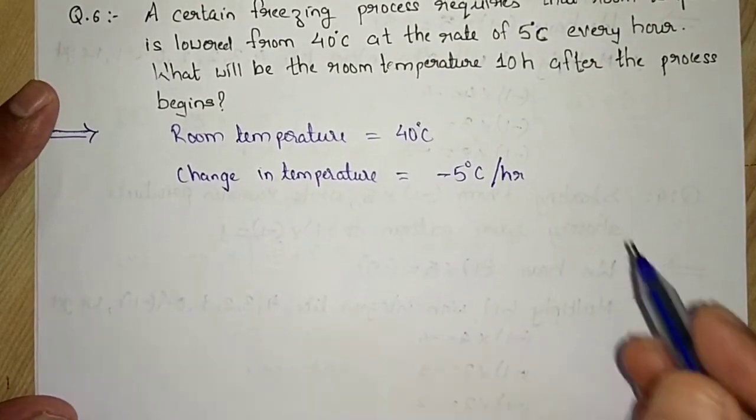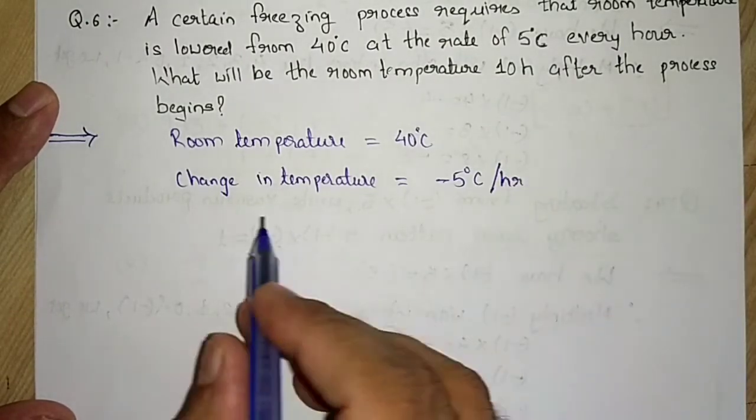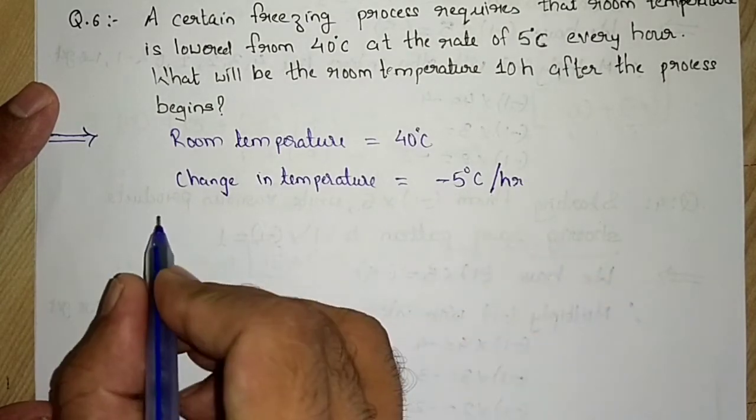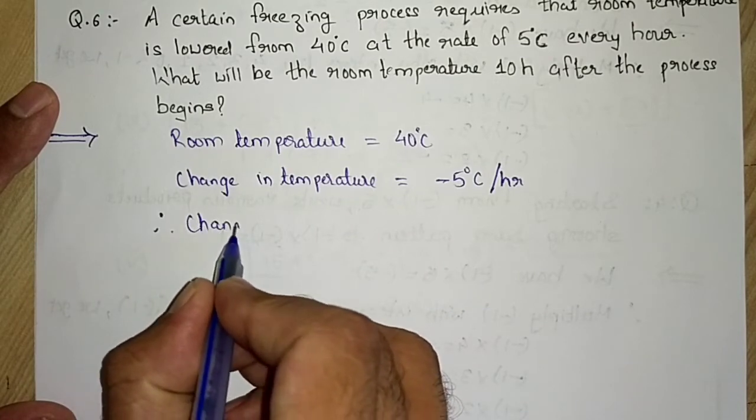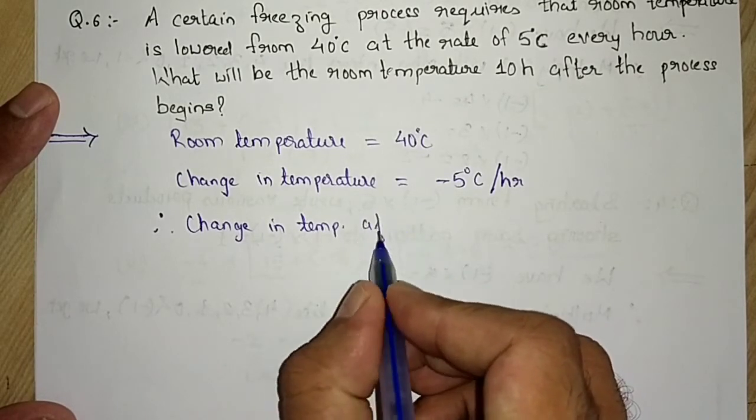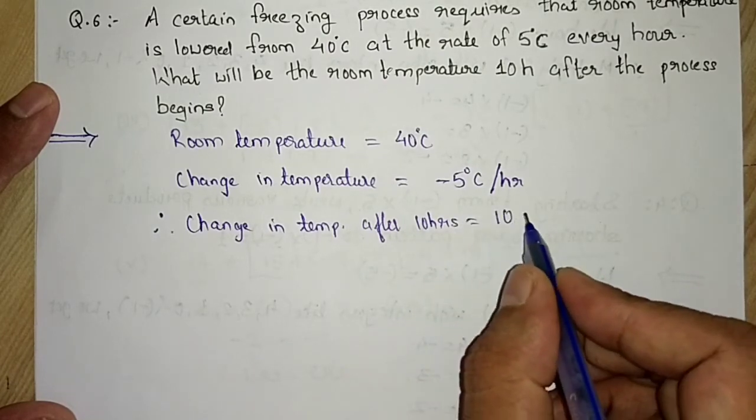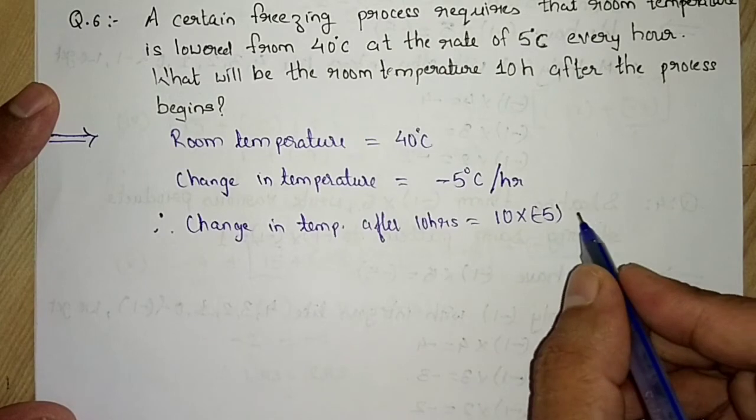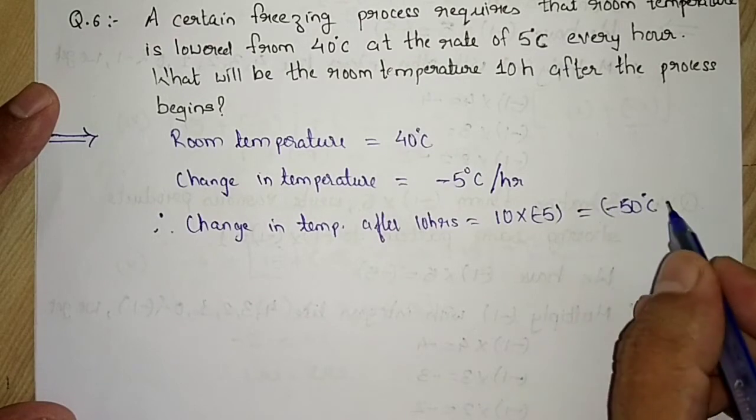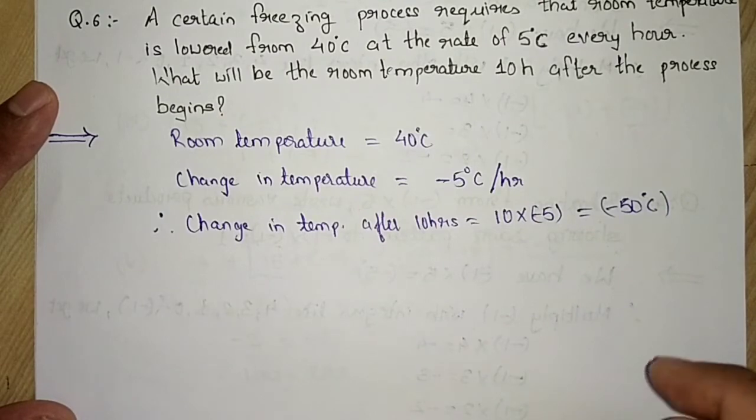Now, how many hours after did they ask us the room temperature? 10 hours. So if the change in temperature is minus 5 degrees Celsius per hour, therefore change in temperature after 10 hours is equal to what? 10 multiplied by minus 5, right? So it will become minus 50 degrees Celsius. This will be the change in temperature of the freezing process after 10 hours.